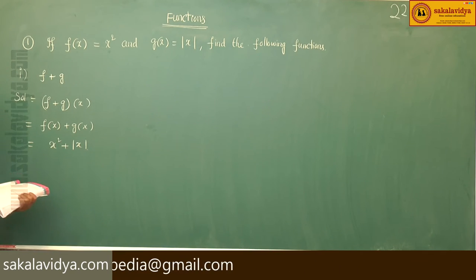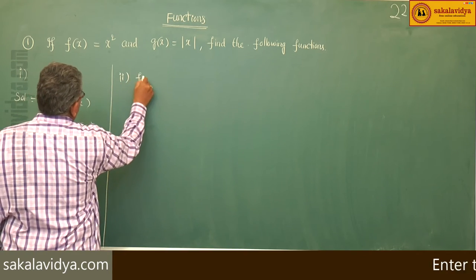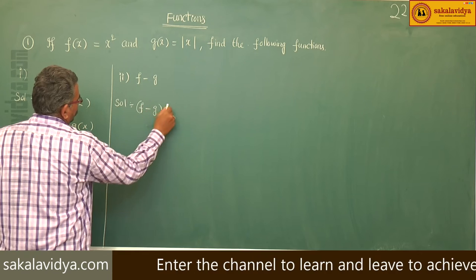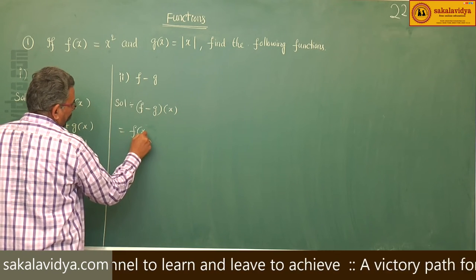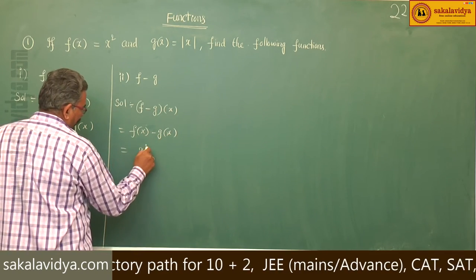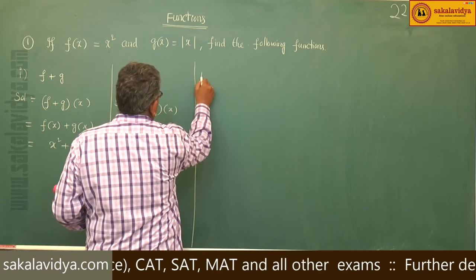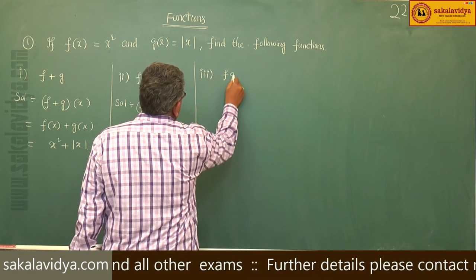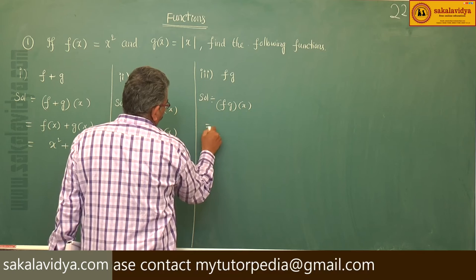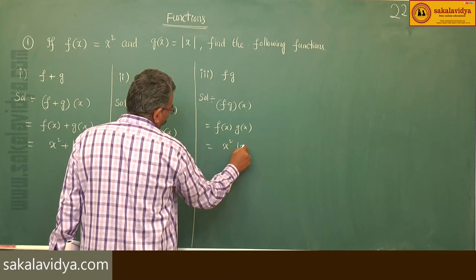So next, the second one is f minus g. So f minus g of x, by definition this is f of x minus g of x. Now this is x square minus mod x. So the next one is fg. Here fg of x is f of x into g of x. So x square into mod x.